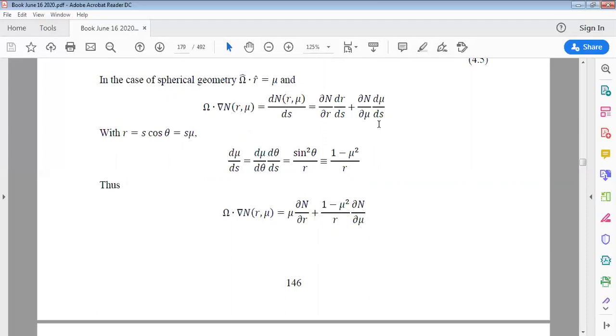So that leaves me with d mu by ds is d mu by d theta by ds. And this gives me a sine squared theta over r. And because mu is cosine theta, so I write the sine squared theta, because I don't want thetas over here, I just want mu's. So I put it as 1 minus mu squared over r. So the omega dot grad n as a function of r and mu becomes mu partial n by partial r plus 1 minus mu square over r dn by d mu. So this is the structure of the streaming term in spherical geometry.